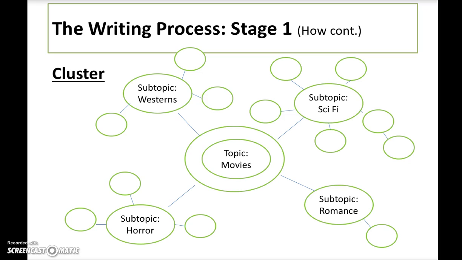For example, if my general topic is movies, I might write down westerns or sci-fi in a connected circle. These are called subtopics. Then, for each subtopic I might write down as many ideas as I can think of related to that subtopic in surrounding little circles that are connected to it. What I end up with is a series of connected circles or bubbles.